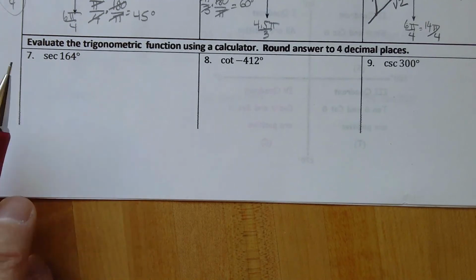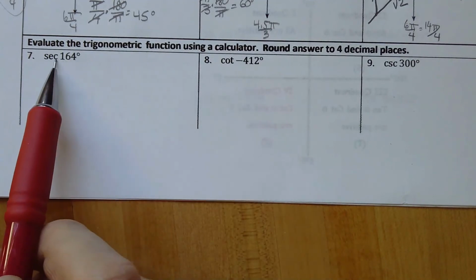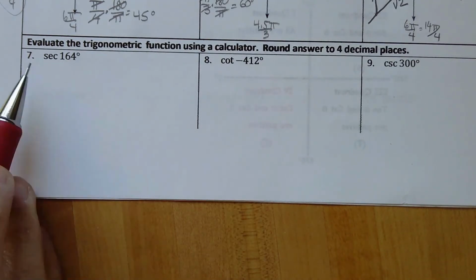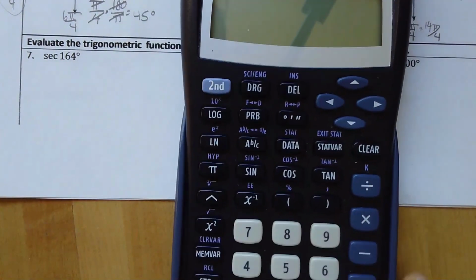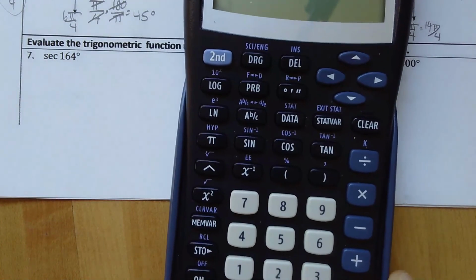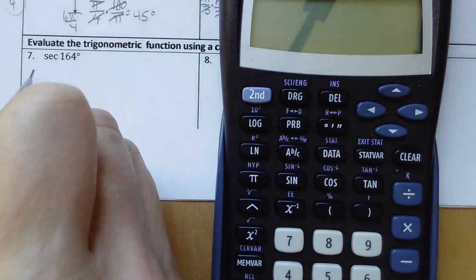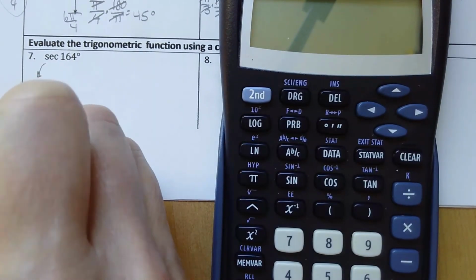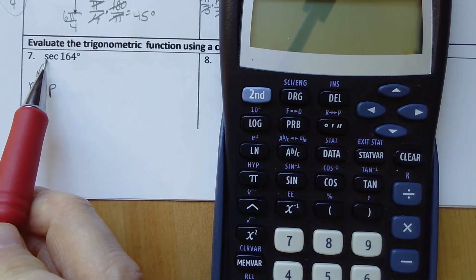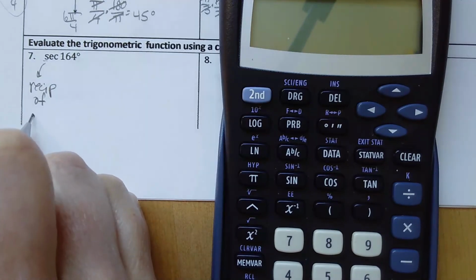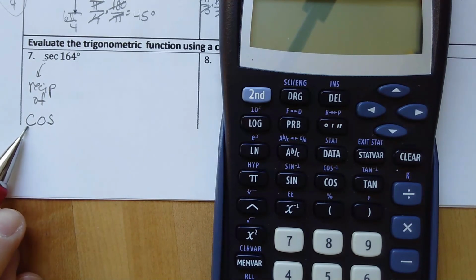Okay, on this next part, evaluating these trig functions using a calculator seems easy until you see that there's a secant and a cotangent and a cosecant, and our calculators don't actually have those keys on them. I don't even think they're buried in menus anywhere. So we're going to remember that the secant is the reciprocal of, and the way I always remember which one is the reciprocal of is secant starts with an S, and it's always the reciprocal of the one that doesn't match the letter, so cosine in this case.